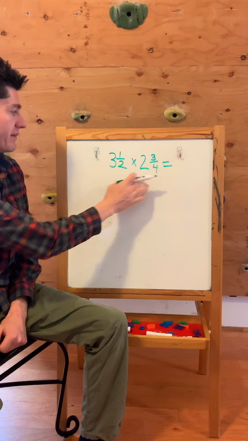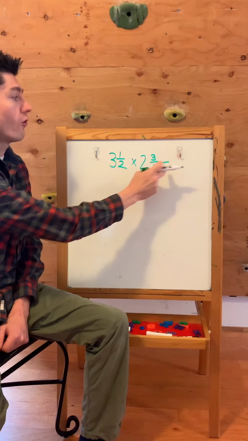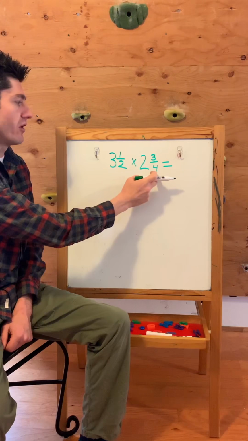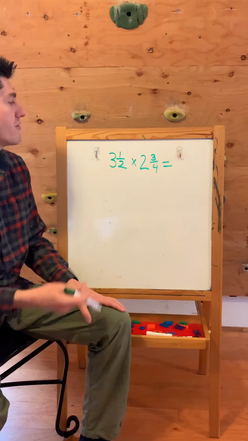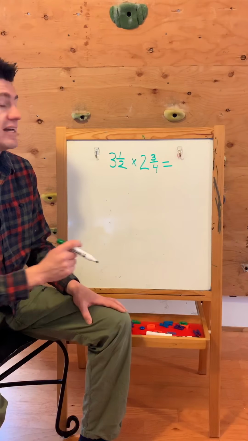So if we were adding these, we would typically add 3 wholes plus 2 more wholes, and then we have 5 wholes. Then we would need to add our fractional parts, our half and our 3/4. That wouldn't work since they don't have the same denominator, but we know what to do there. We would add that way. Multiplication does not work the same.